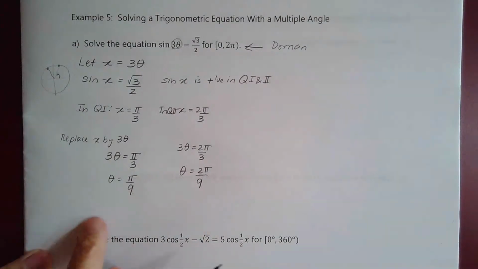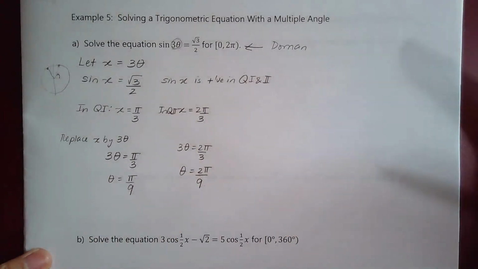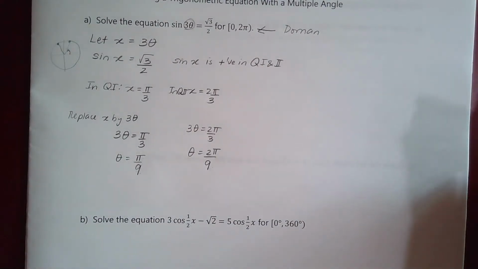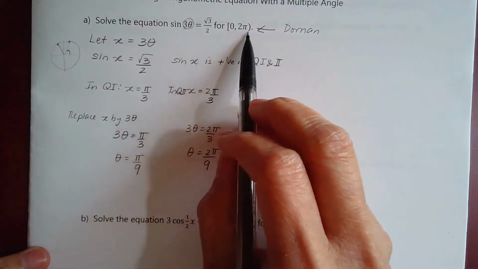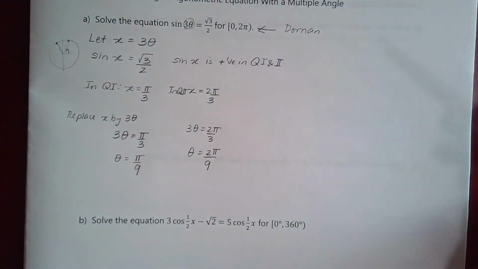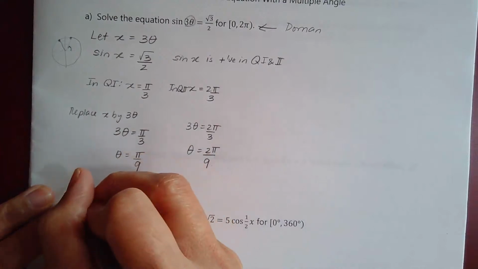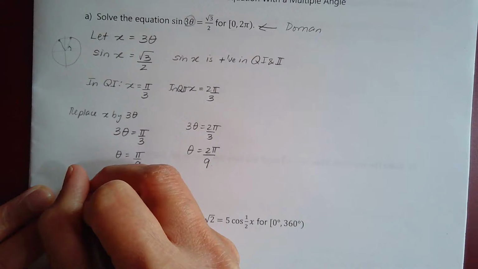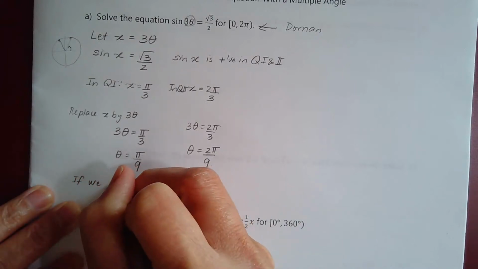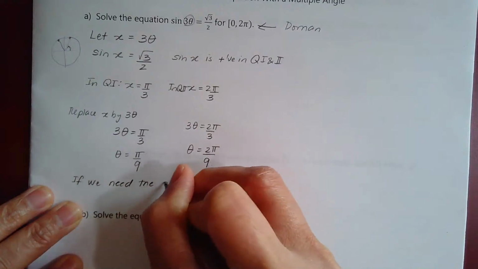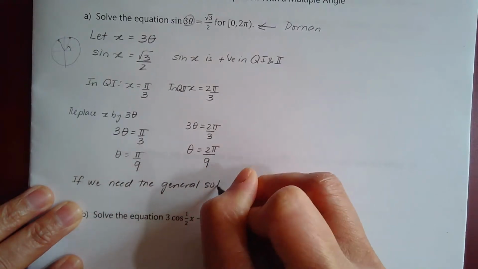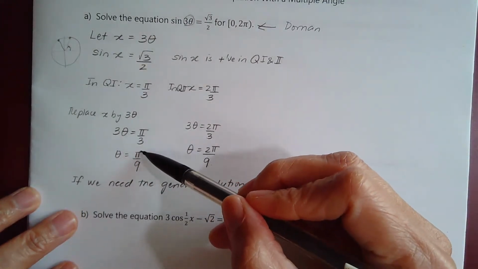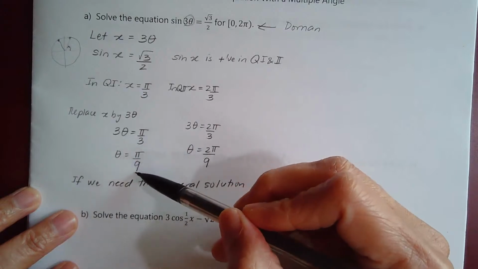Now, because I'm looking at the textbook and the questions from the book, the question is, what are the general solutions? So if there is no restriction in the domain, what are all the possible solutions? So if we want to do the general solution, we need the general solution. Remember that all of the solutions will be the coterminals of pi by 9.